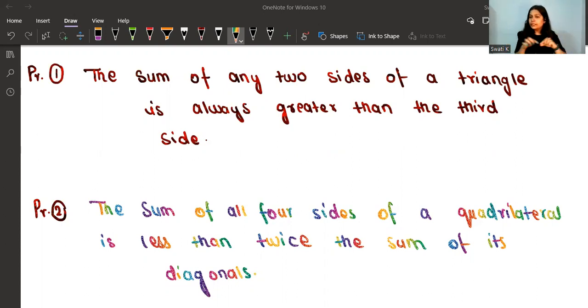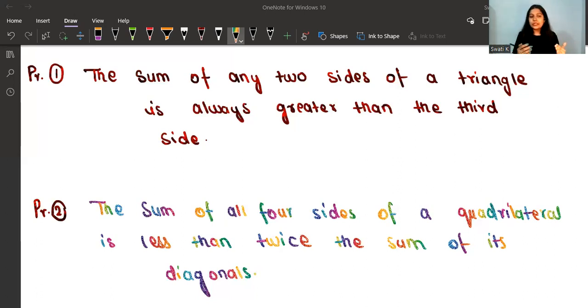For example, you know that in a triangle, we have three sides. If you take any two sides and add them, the sum should always be greater than the third side. If you are adding two sides and their sum is less than the third side, that means such a triangle is not possible. We cannot draw such a triangle. So this is the property.